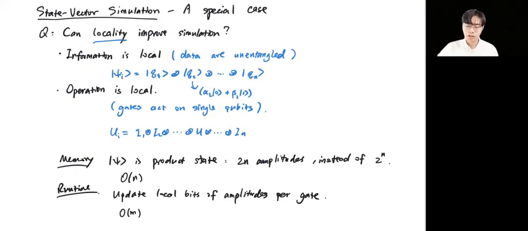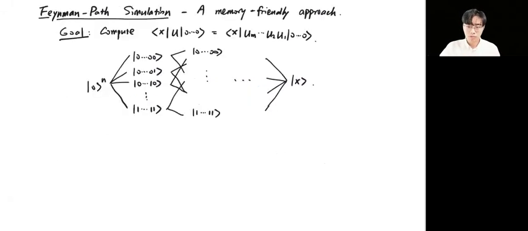Okay, now let's think about how to improve our simulation algorithms. First, let's think about memory improvements. So in this earlier state vector simulation, we always write down the quantum state as a vector of exponential size. Do we have to do that? Well, not really. And this is called the Feynman path simulation.